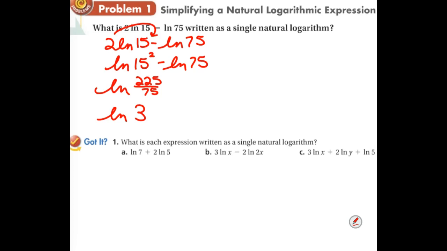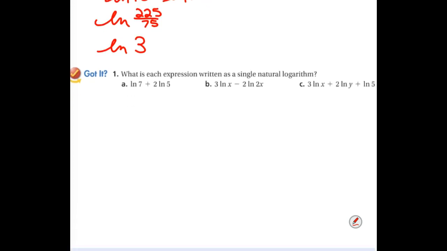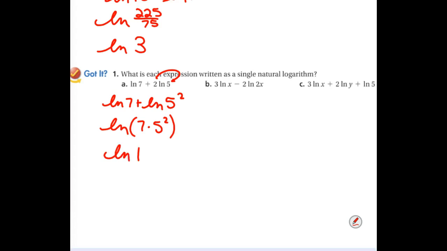All right, let's try another one. We have the natural log of 7 plus 2 times the natural log of 5. Again, any front numbers you're going to put back as powers. So this 2 is going to go back as 5 squared. When we do addition and condense it back down, it becomes multiplication. So this is the natural log of 7 times 5 squared. What's 7 times 25? 175. So we have the natural log of 175. Okay? I'm going to pause the recording. I want you guys to try the next 2.